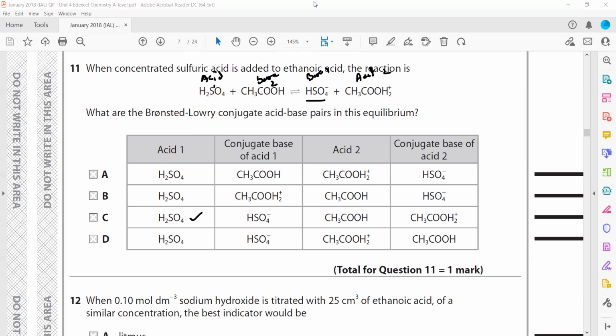In all the options, H2SO4 is an acid. HSO4 is base 1, that is true. And CH3COOH2 is acid 2. So D is the right answer, because acids are proton donors, bases are proton acceptors. So when you see the forward reaction, H2SO4 becomes HSO4. So in the forward reaction, it is acting like an acid. But in the reverse reaction, this is acting like a base. So if we say this is acid 1, we call this base 1.